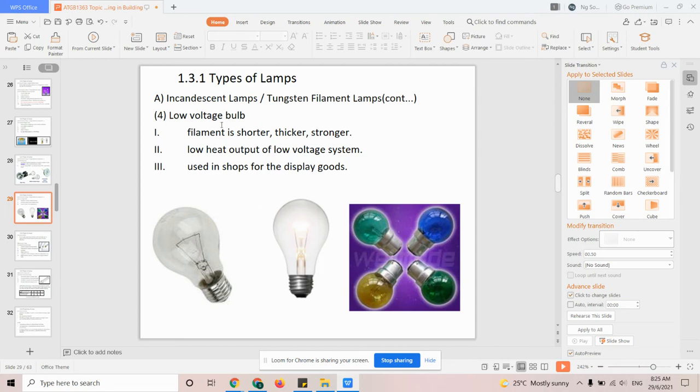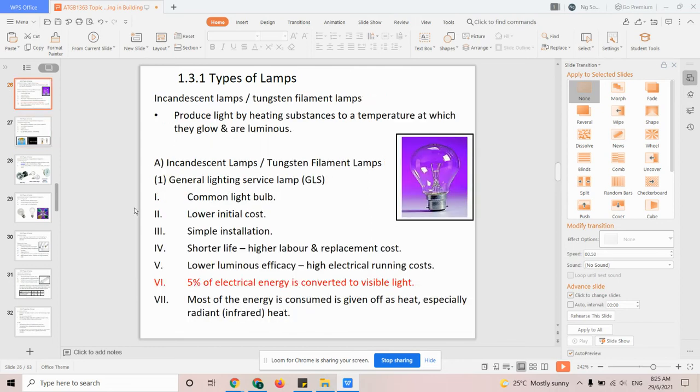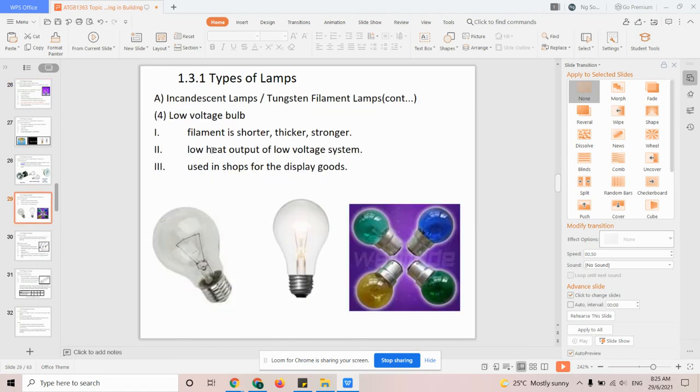And then we have your low voltage. This is basically still incandescent lights, but there's a bit of modification towards the material. You want to have the filament shorter, thicker, and stronger.